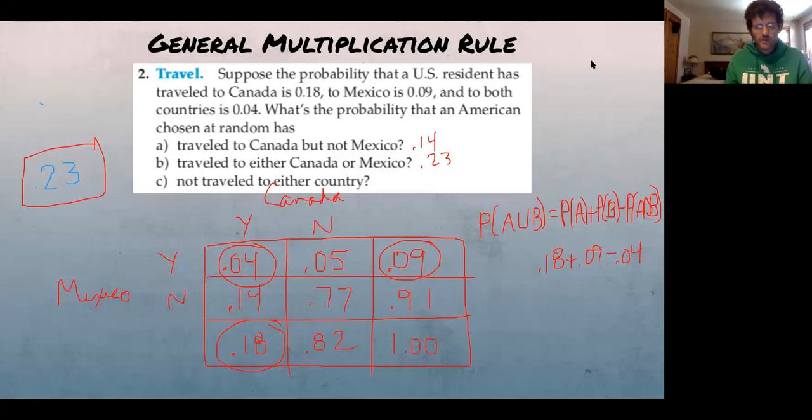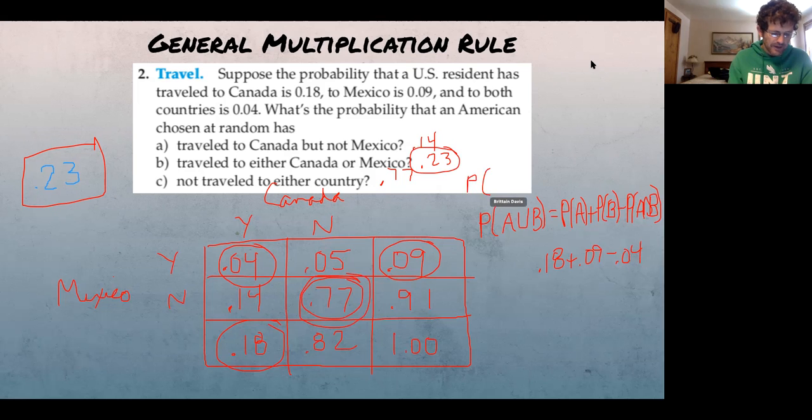There you go. The answer is indeed 0.77. And we can think of this two different ways. I mean, it's right here. I've not been to either country. There's my answer. Also, we just found out that if you've traveled to either Canada or Mexico, it's 0.23. So obviously the complement of that. So the probability of Canada or Mexico complement. There you go.